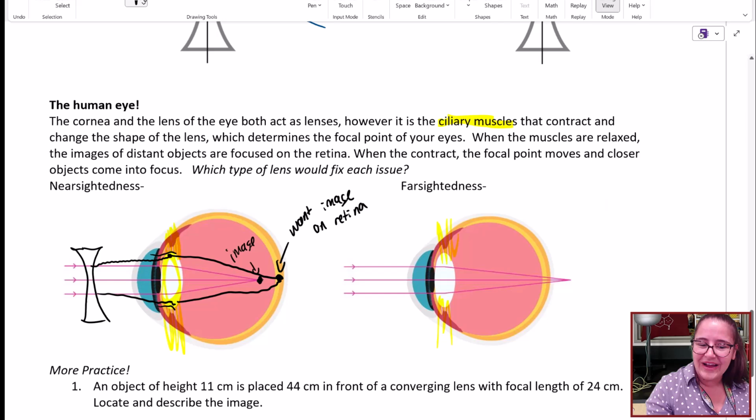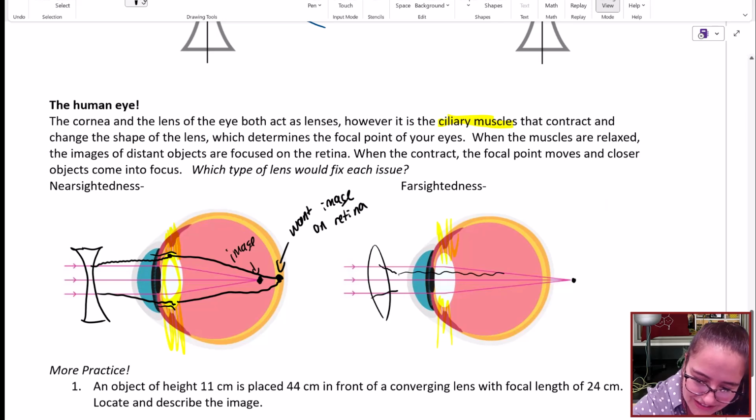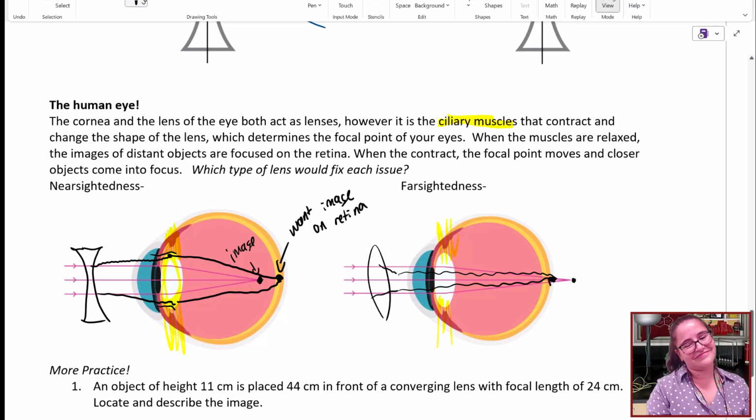Where if you have that far-sighted situation, if that image is focusing behind the retina, we could add a converging lens, which would bring these rays a little bit closer and fix that image location. So, reminder, nearsighted is when you have trouble seeing far.